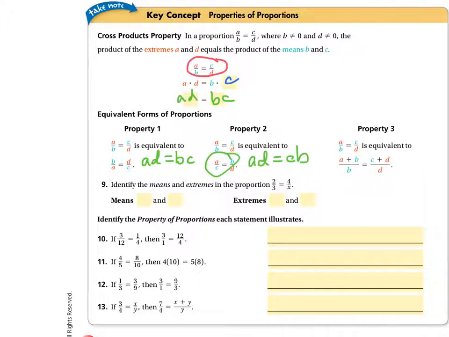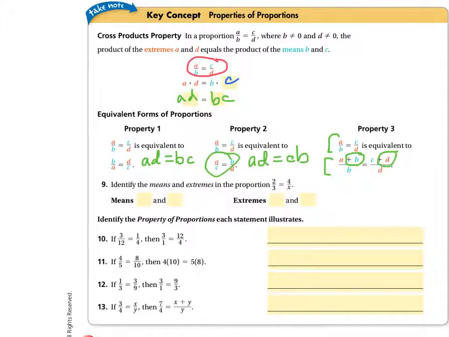Now, what are they doing in property 3? What's different from here to here? A over B, right? And instead of A over B, what have they added in here? They've added a B up top. And what do they add over here? They added a D. Does that work?